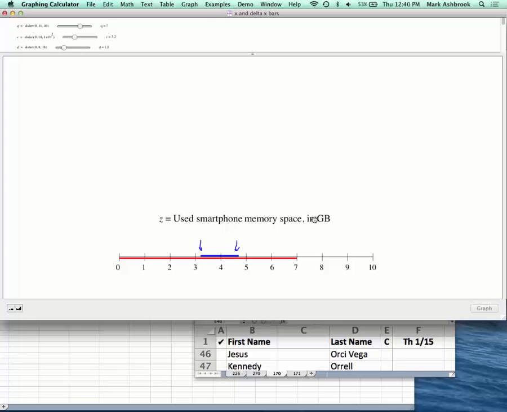If the red bar is the total used memory space, the red bar represents the value of z, then what could that blue bar possibly represent? If the red bar is the current value of z, the blue bar might be what? Okay, she's saying it's the amount of photos, or the memory taken up by the photos. Okay. All right. What else could it mean?